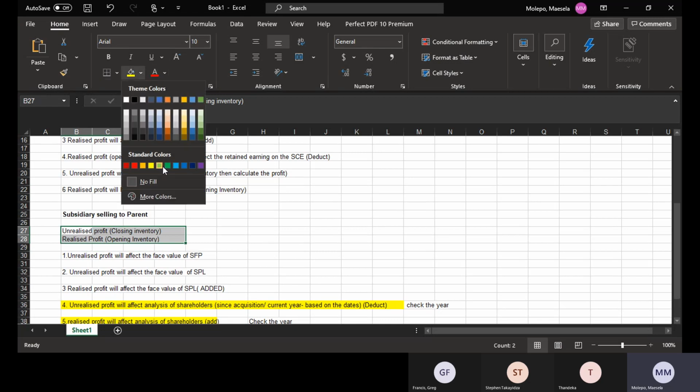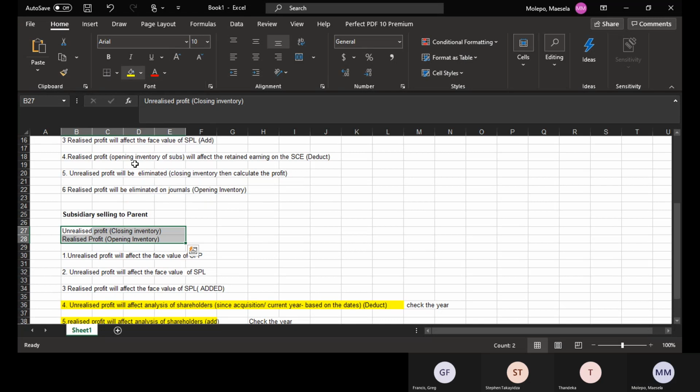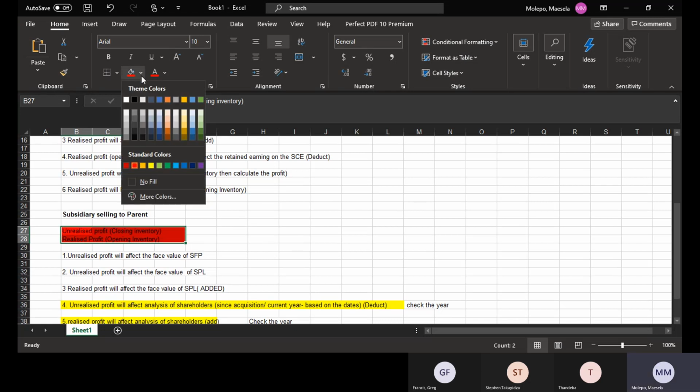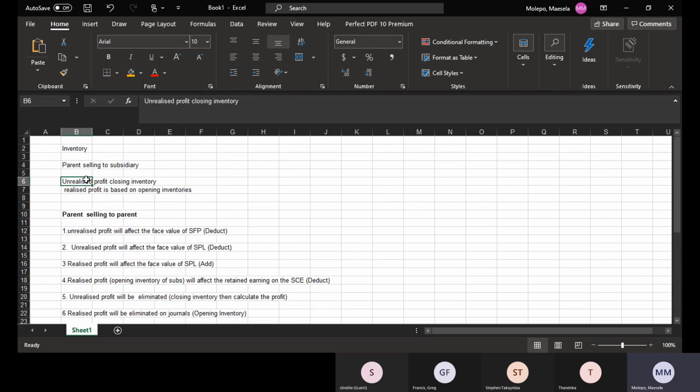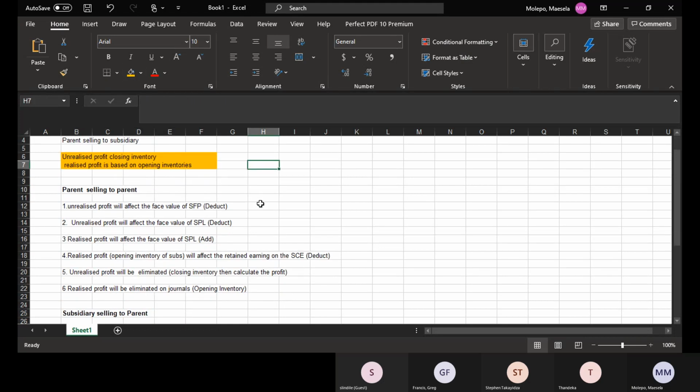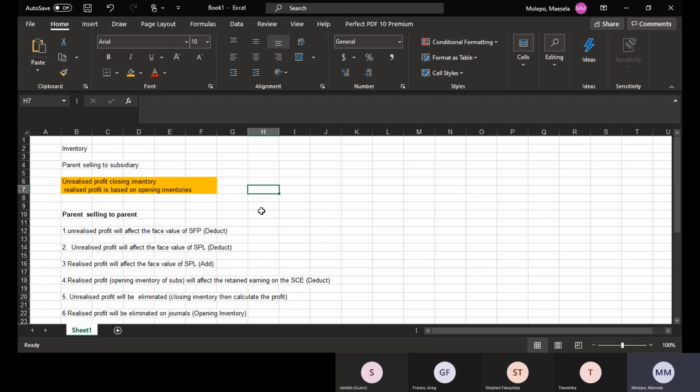The realized is on whether either it's on the opening or it's on the closing. So it's important to note those things. The same appears here. So that's the summary of our inventory part.